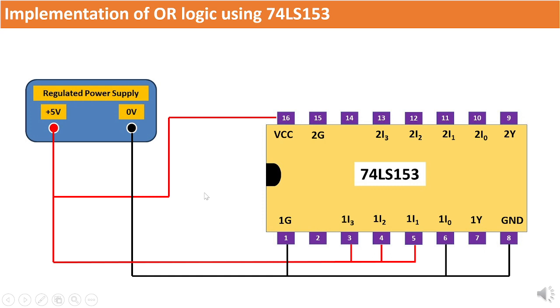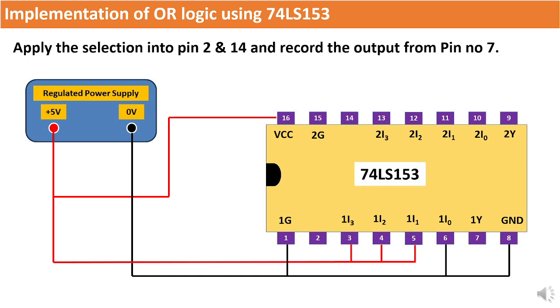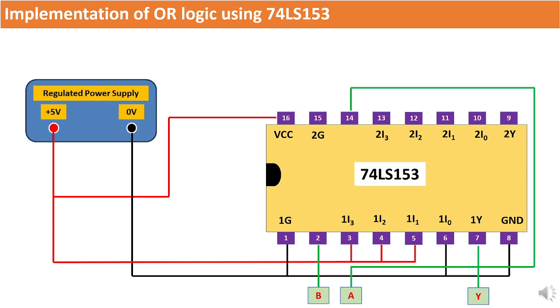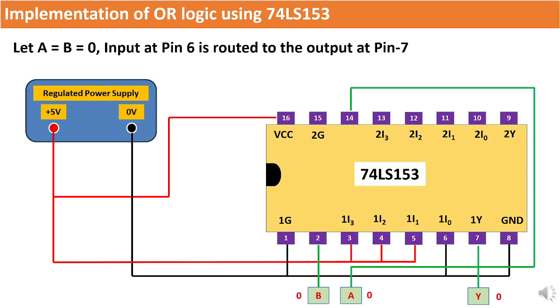Consider the select lines, specifically designating pin number 2 as B and pin number 14 as A, as the inputs for the OR gate we intend to create using this multiplexer. Please make note of the output observed at pin number 7. When both inputs A and B are set to logic 0, the input line 1I0 becomes the chosen path to the output. In this configuration, where pin number 6 is connected to logic low, the output at pin number 7 will also hold a logic low state, aligning with the outcome observed in the initial OR logic combination.